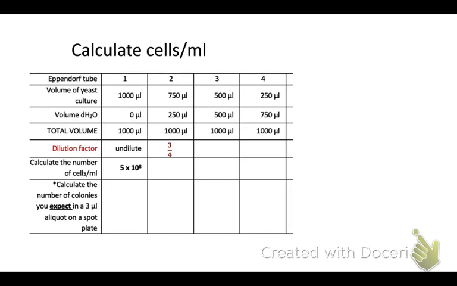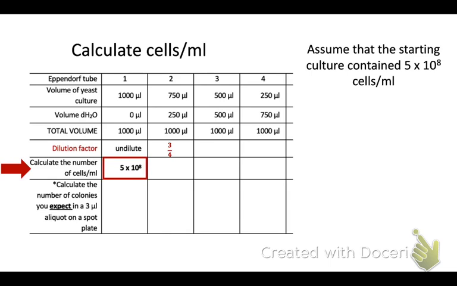Now we're carrying forward the information from the previous table, and here's our dilution factor for tube number 2. Next, we want to calculate the number of cells per mil in each tube. So we want to do tube 2 now, and we're going to assume that our starting culture contained about 5 times 10 to the 8 cells per mil, and that's shown here. Later on, you're going to actually work in the opposite direction. You're going to start with a low number of cells that you determine from a plate and extrapolate back. We're simply showing you how to do the calculations in the forward direction right now.